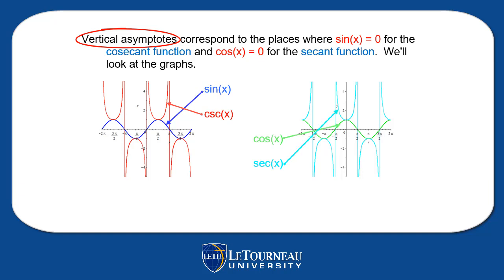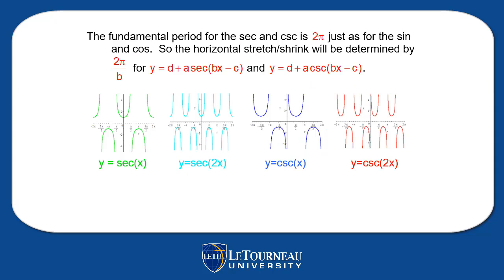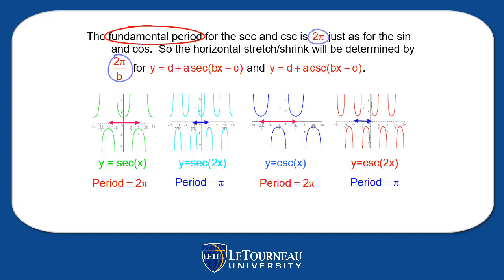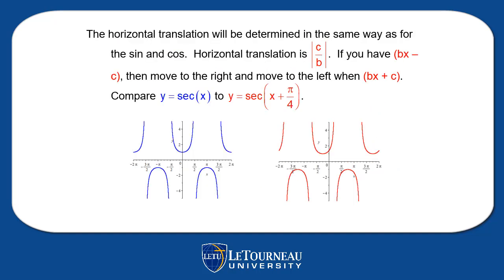Okay, try to get them in your mind. There's a trick to graphing them. The fundamental period for the secant and cosecant is 2 pi, just as for the sine and cosine. So the horizontal stretch or shrink will be determined by 2 pi over b, in each case, for the secant and cosecant. So check out my graphs there.